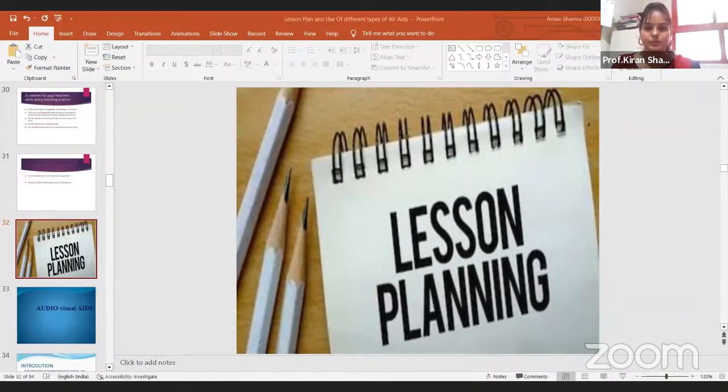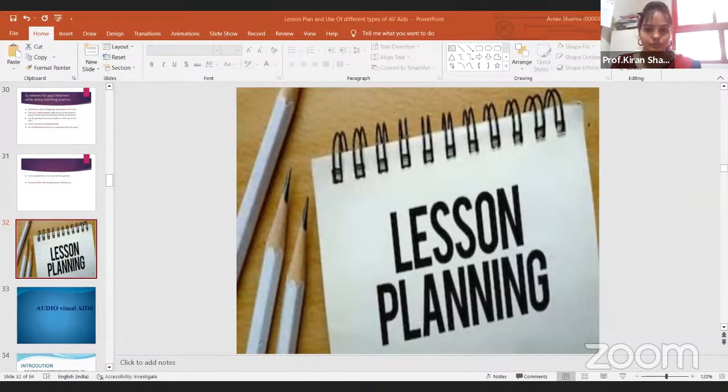Then this is the particular format. It contains time, specific objective, content, teacher activity, learner activity, AV aids, and evaluation. In time, you have to divide the time. Suppose you are going to take 45 minutes, accordingly you have to divide the time to the particular things. So specific objective: to define head injury, then content regarding head injury. Then what is the teacher activity here? The teacher defines head injury. The learner's activity: students will listen. And AV aids: a PPT you are going to use. Evaluation: what is head injury?